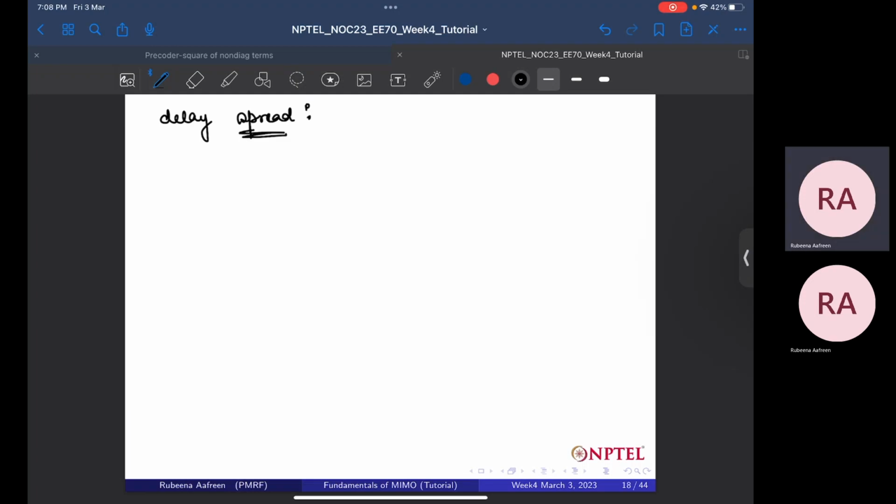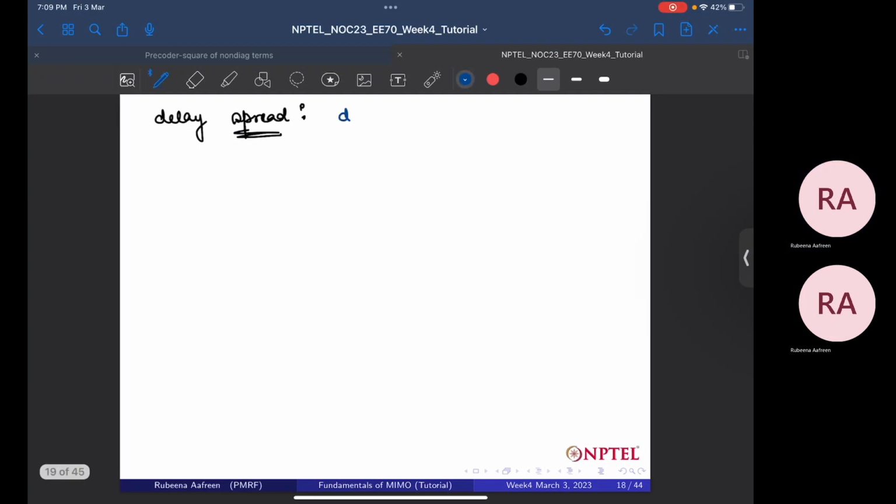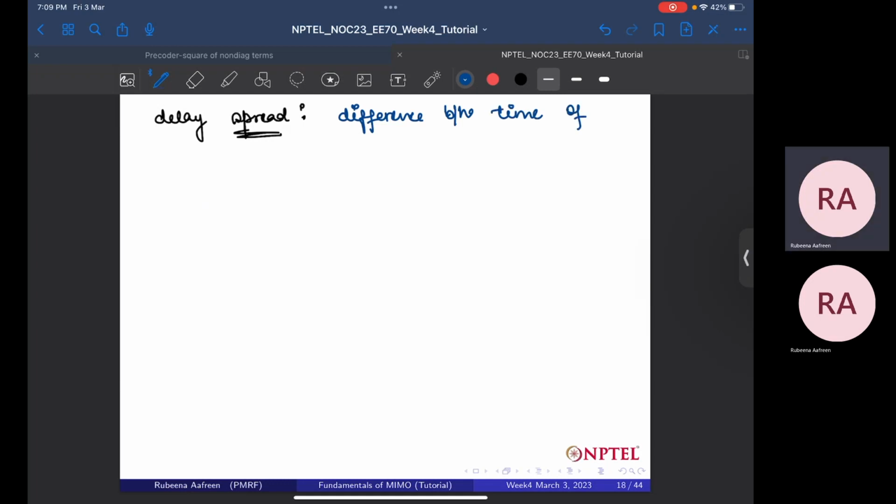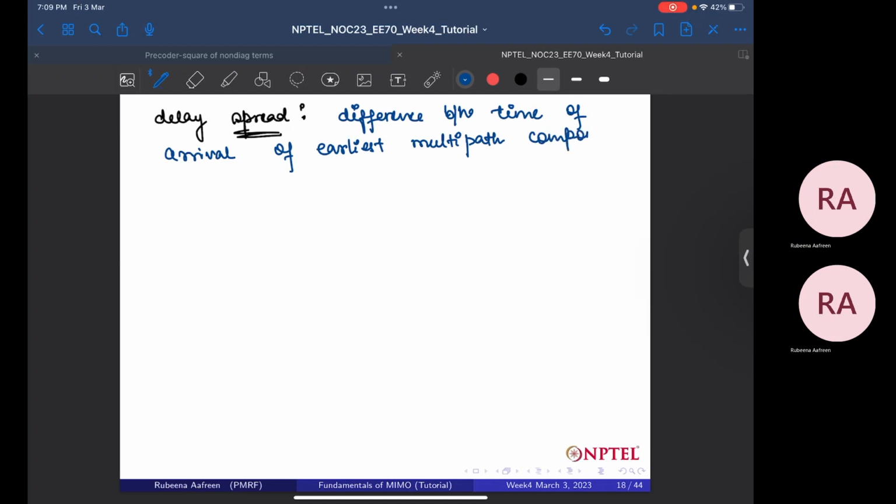So what is delay spread? Delay spread is the difference between the time of arrival of the earliest multipath component and the last multipath component, right? So I will write it down: it is the difference between the time of arrival of the earliest multipath component and the last multipath component.